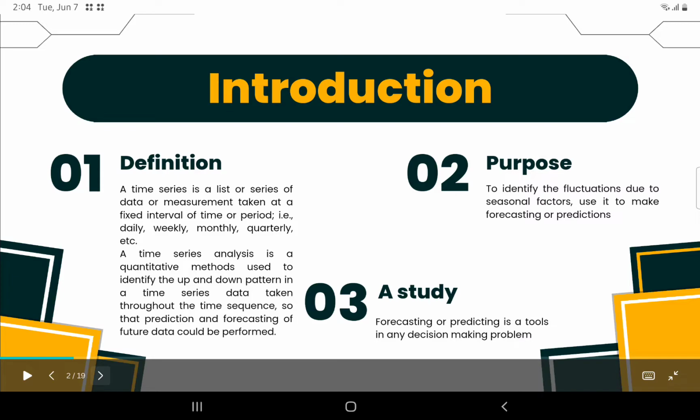Time series analysis is widely used in business, particularly in controlling the budget, controlling the stock, or the investment stock and shares. So actually, it is a tool in making decisions.